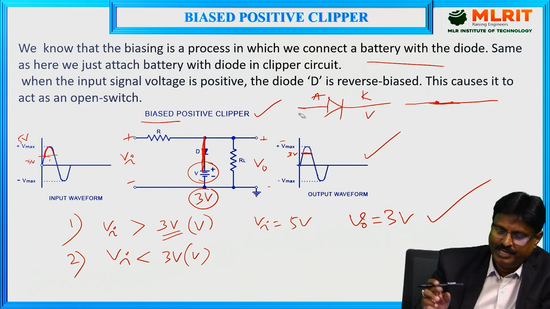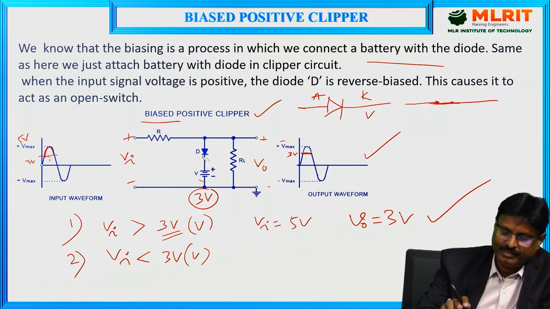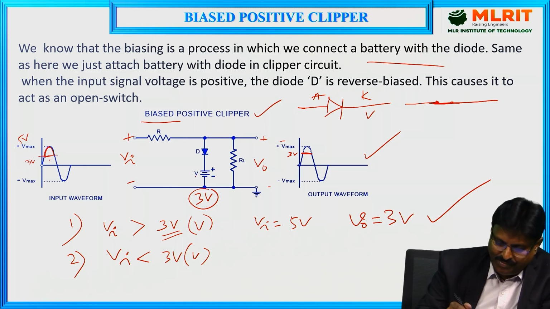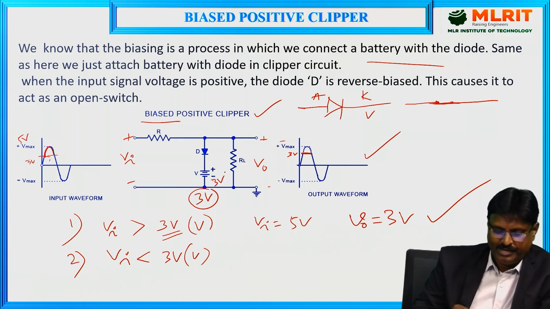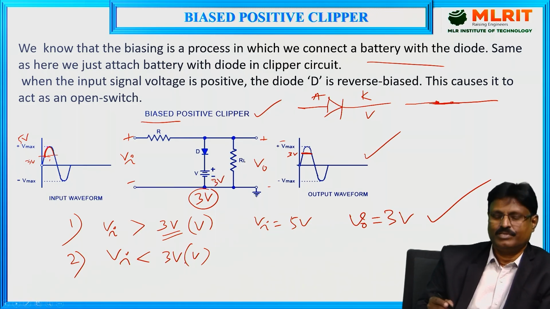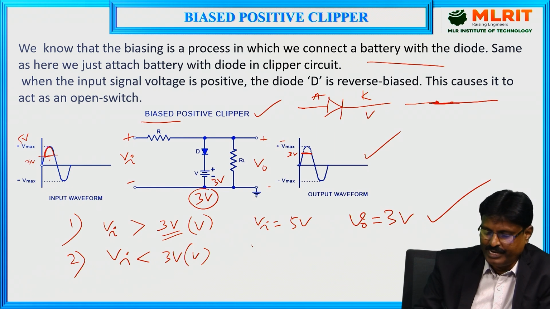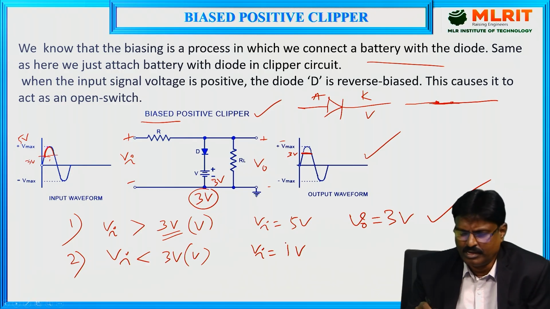So once again I am taking this diode. This reference voltage I fixed the value as 3 volts, right? Vi less than 3 volts means let the Vi value be equal to 1 volt.